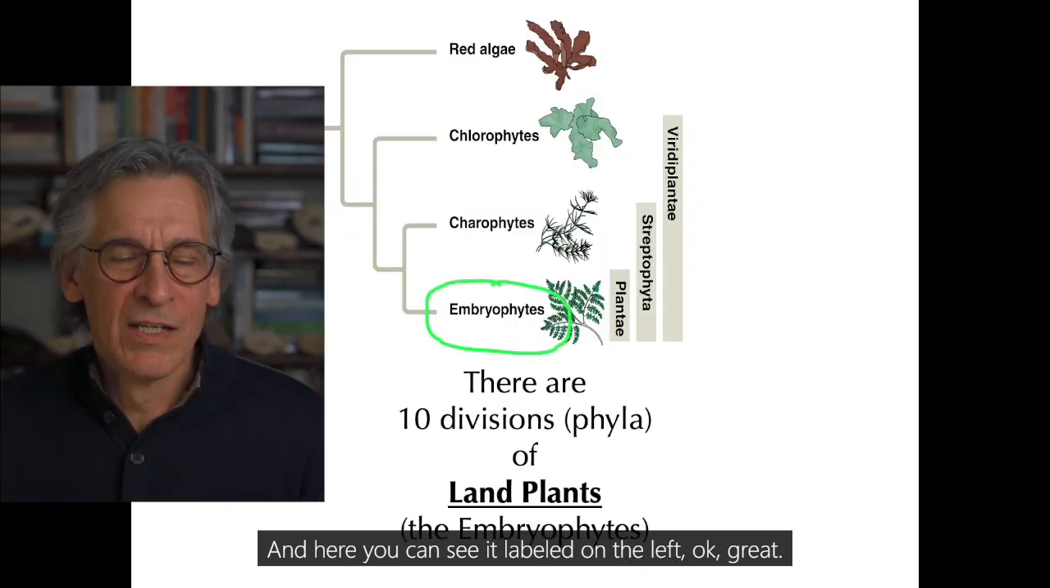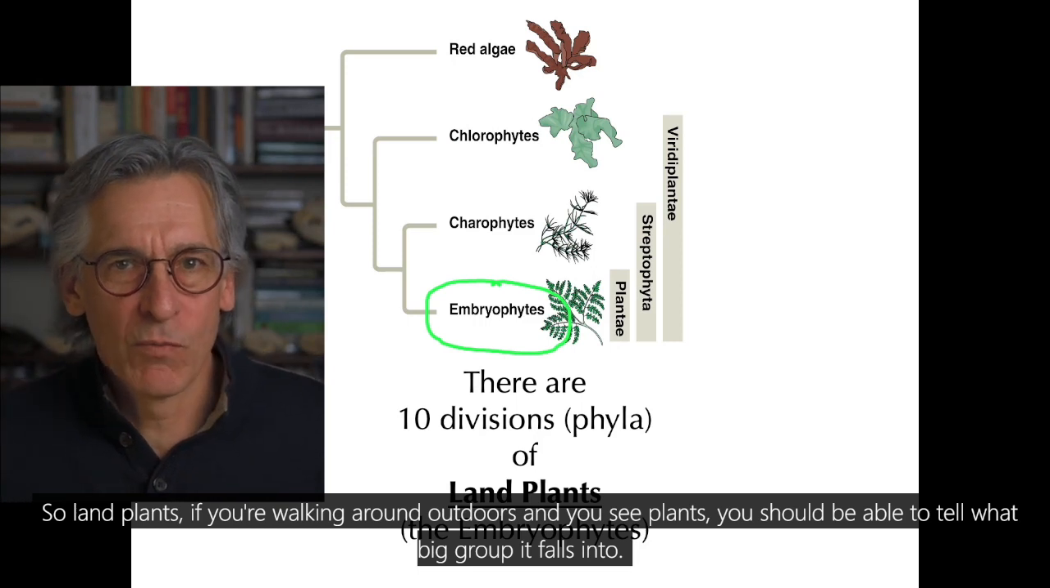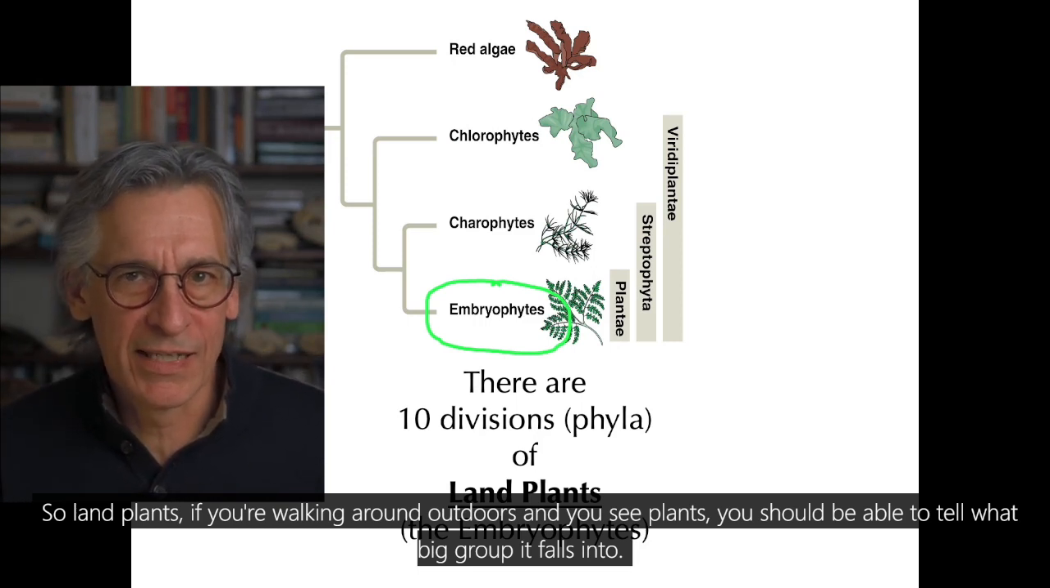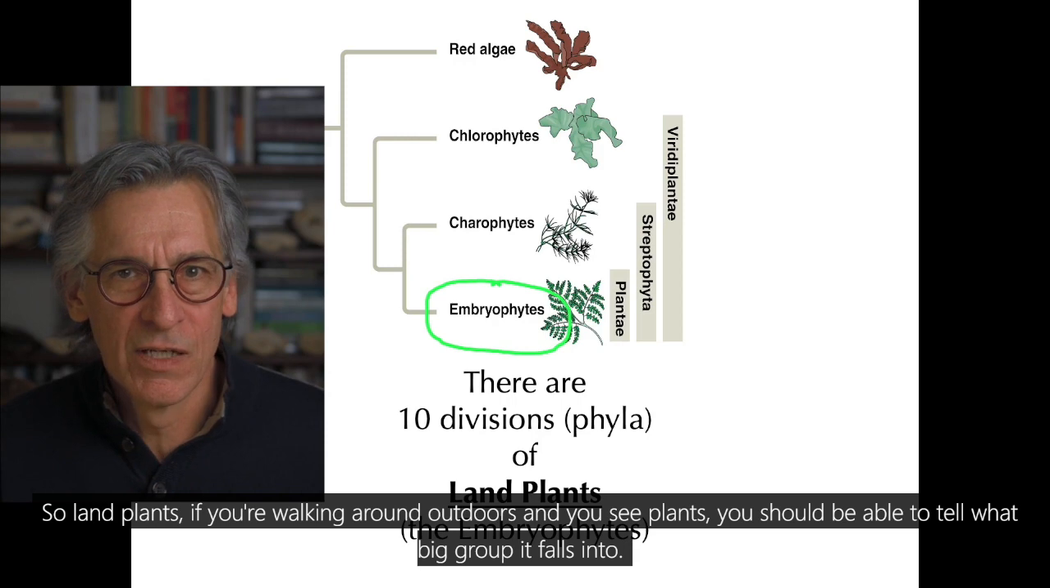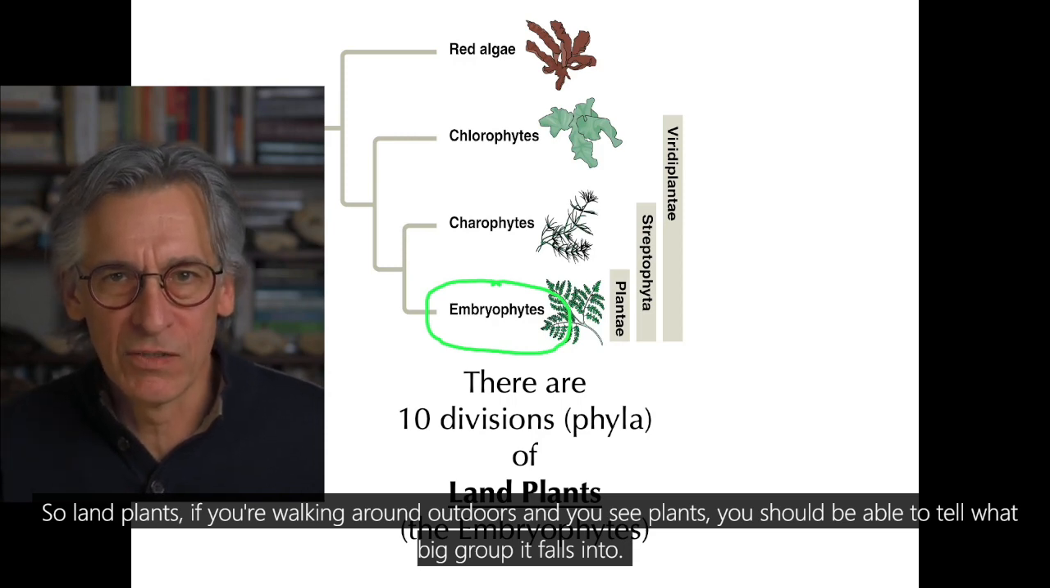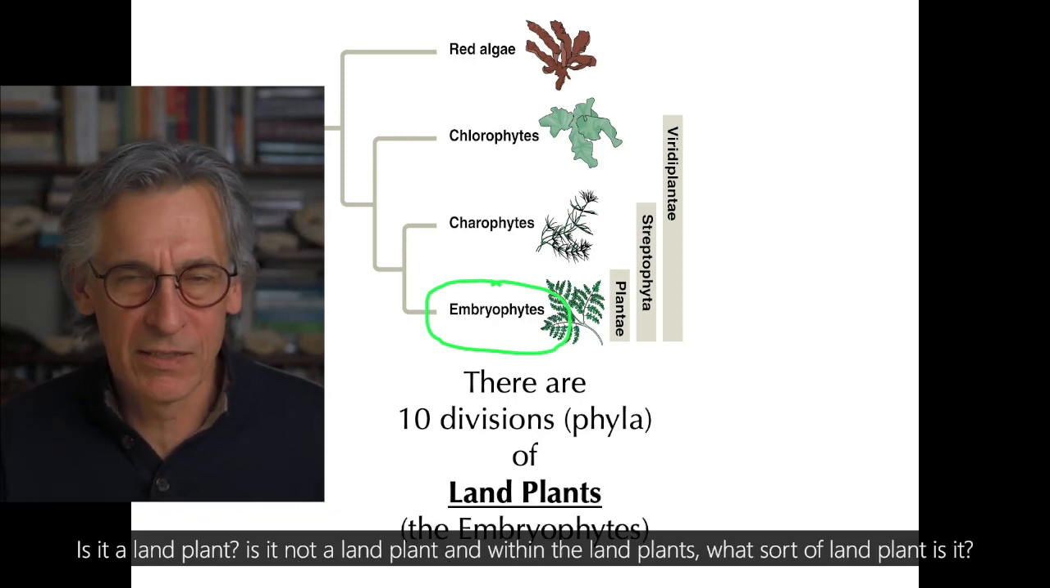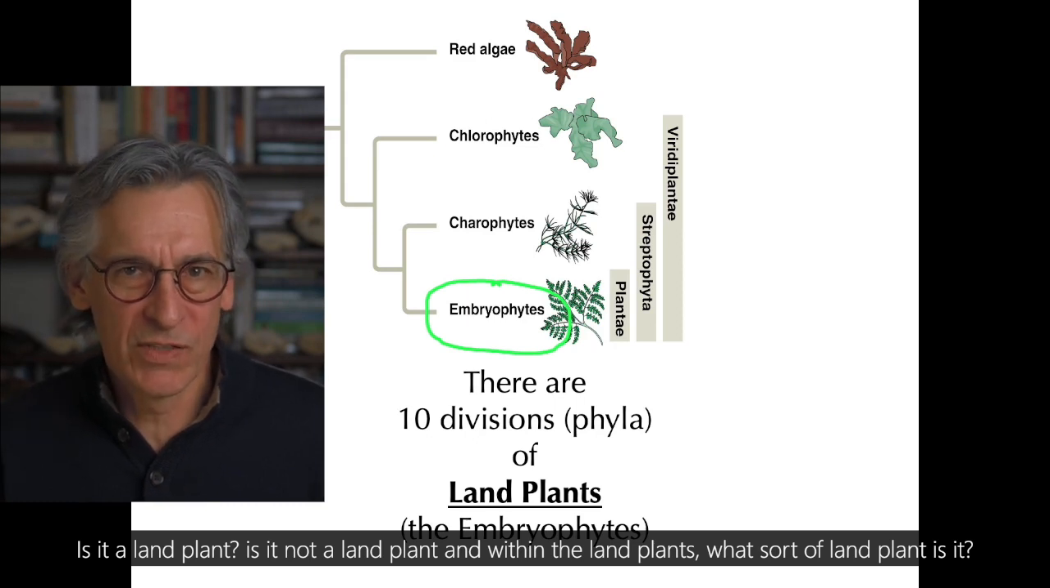Okay, great. So, land plants. If you're walking around outdoors and you see plants, you should be able to tell what big group it falls into. Is it a land plant? Is it not a land plant? And within the land plants, what sort of land plant is it?